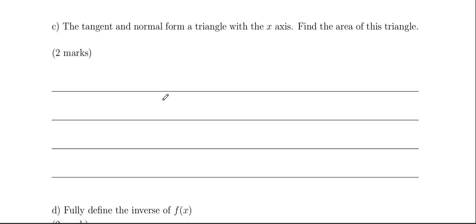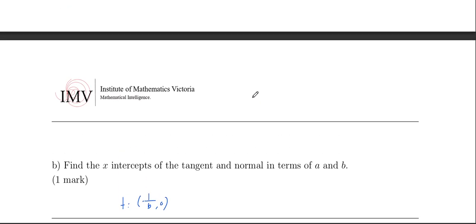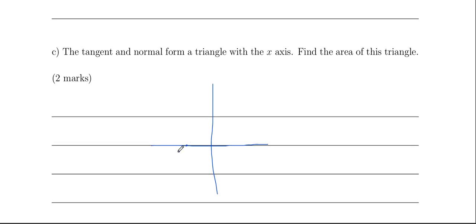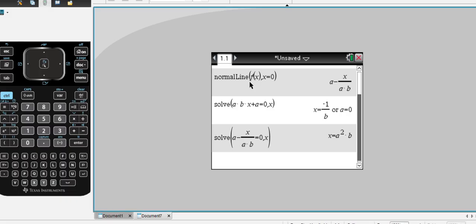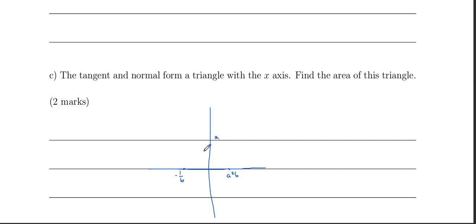The tangent and normal form a triangle with the x-axis. Find the area of this triangle. Okay, so what this is going to look like is this is negative 1 over b, and this is a squared b, and this point is f of x when x equals 0, and when it's equal to 0, the y coordinate is a. So this is a, and we need to find this triangle.